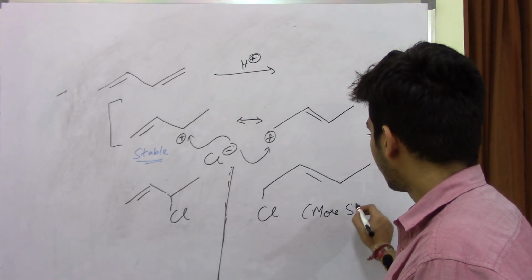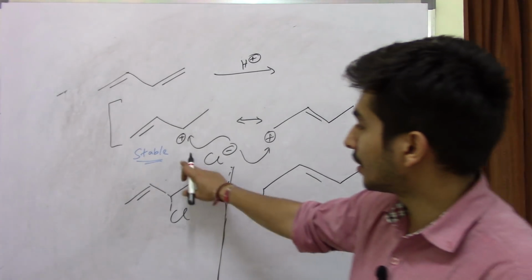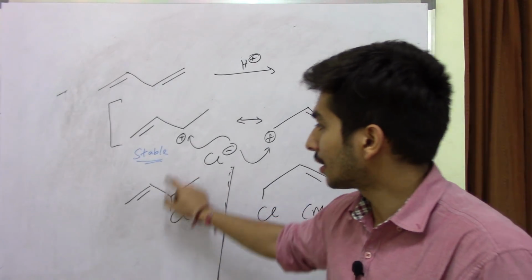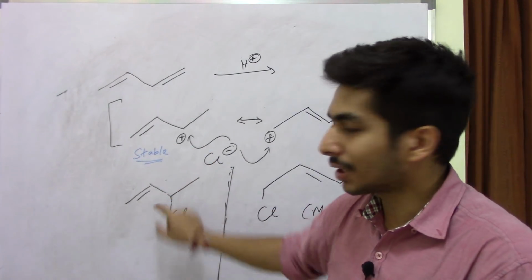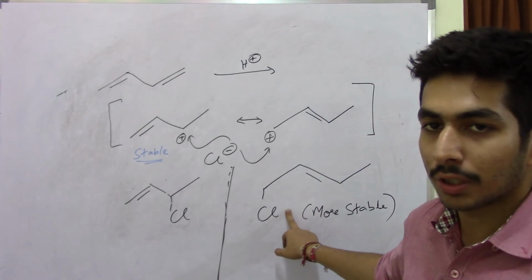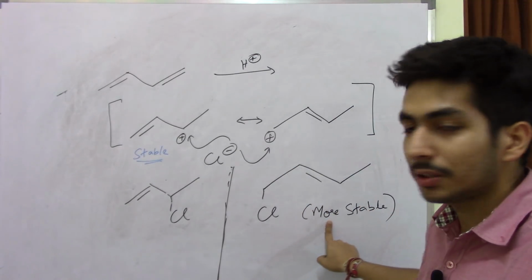This is more stable. So now what you see is that the transition state for this was more stable. For this particular product, the transition state was more stable, but the product itself is not as stable as when compared to this one. And in this one the transition state is less stable, and the product is more stable.